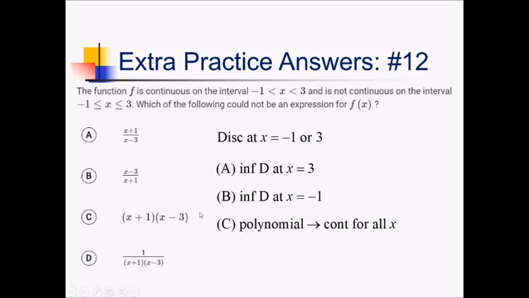But let's just take a look at choice D. Well, this one has asymptotes at -1 and 3. So this is kind of the poster child for the conditions they laid out here. The only one then that can't be missing continuity at -1 and or 3 is our polynomial choice C.